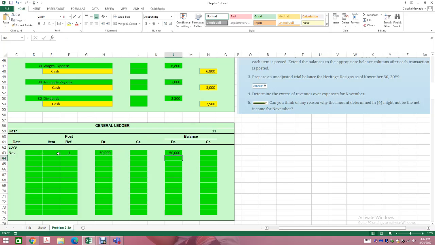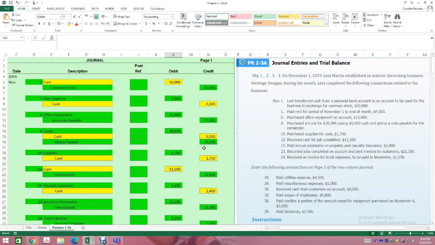Now, after I've done this, I need to go back to my journal 1 and enter my account number, which is 11, in my journal. That tells me that I have posted this transaction on general ledger 11.